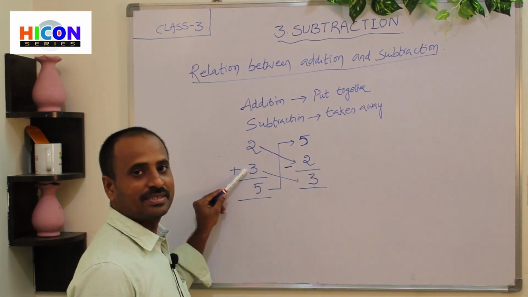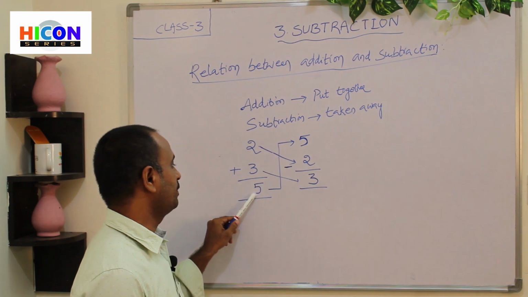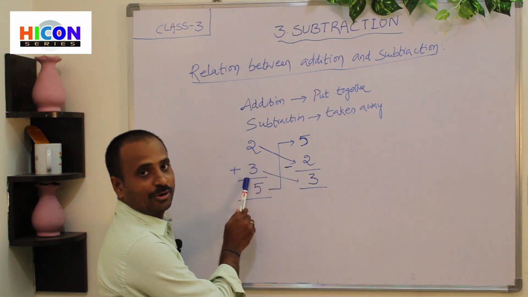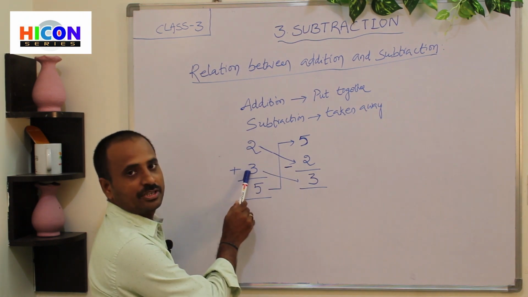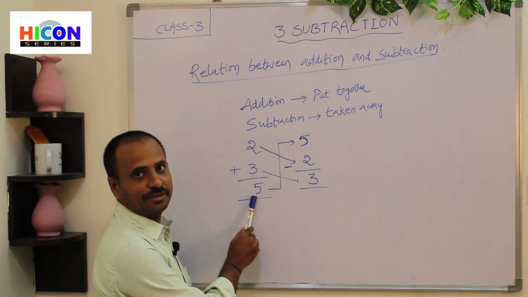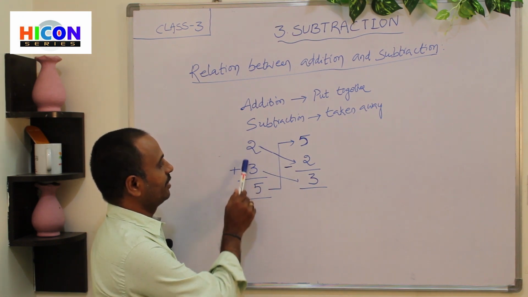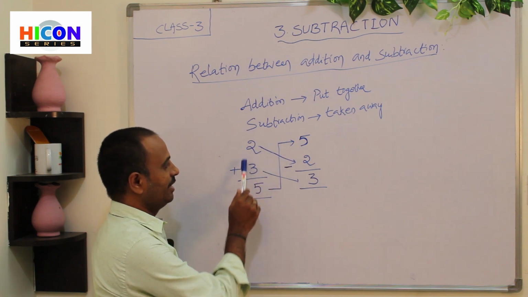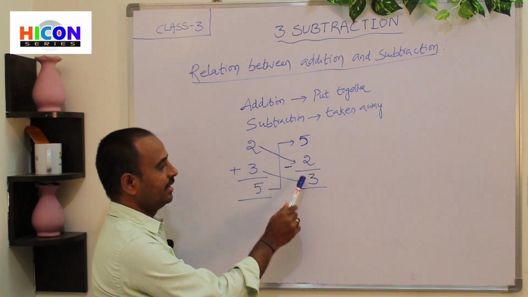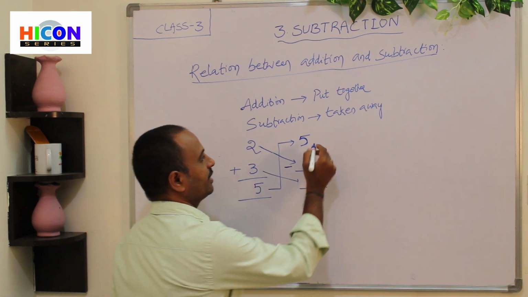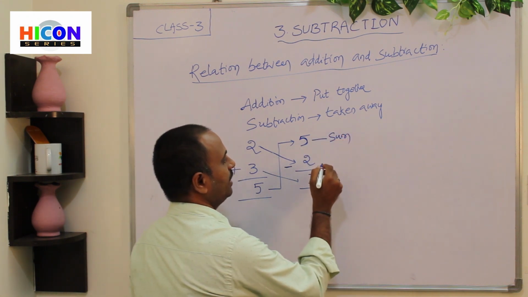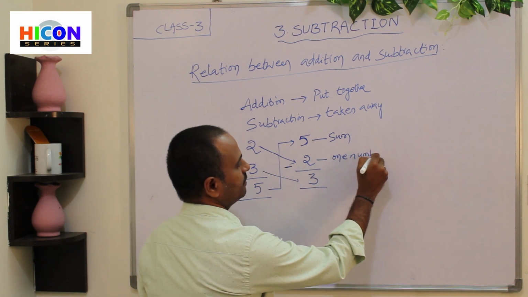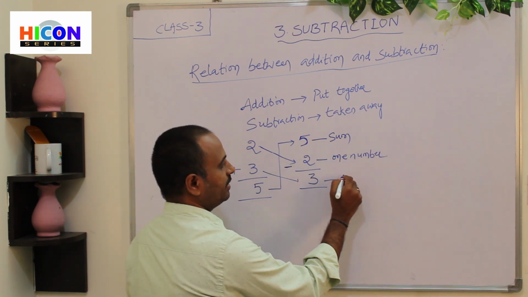Here the sum of 2 numbers is 5. I have added 2 numbers, 2 and 3, and I have got 5 as the sum. If we subtract any one of these 2 numbers from the sum, write 5 first and write any one of these 2 numbers and subtract, again you will get the other number. Here 5 is the sum and 2 is the one number, and then you will get the other number.